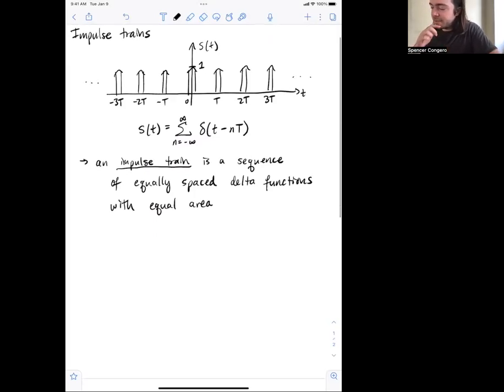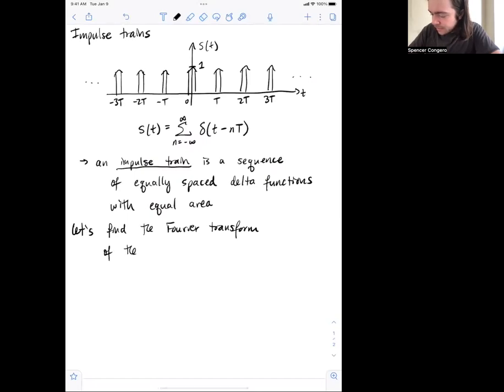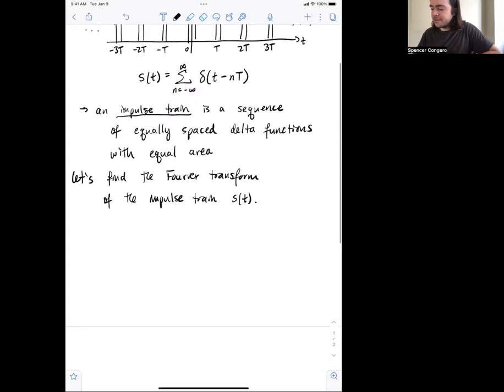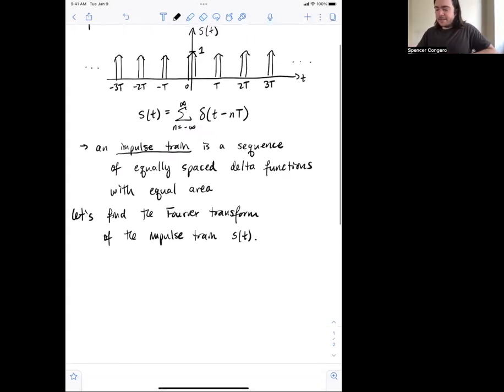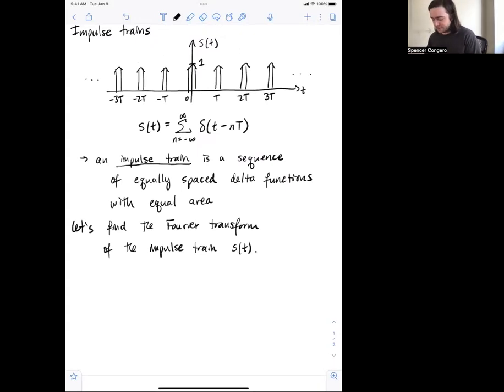And something we're going to be interested in is the Fourier transform. So let's find the Fourier transform of the impulse train above, which is S of t. This is something that we're going to be interested in in some future videos, so let's talk about it right now. So how should we go about finding the Fourier transform of this impulse train?